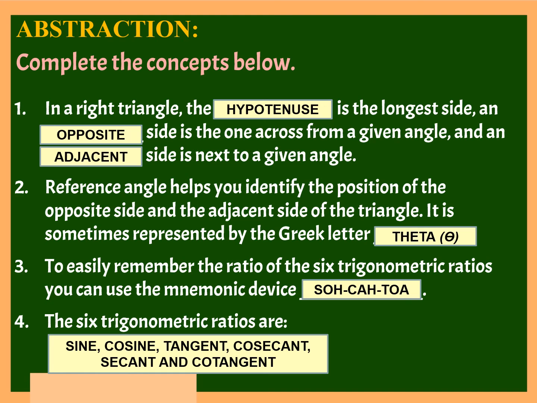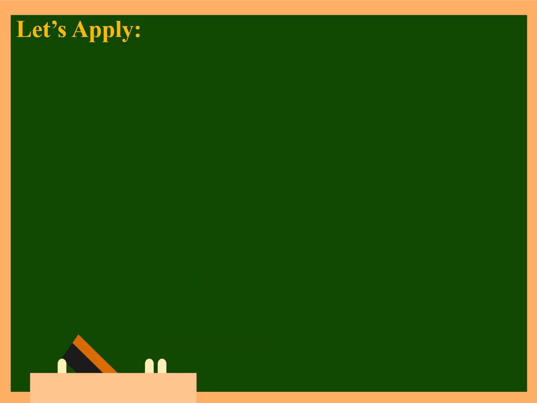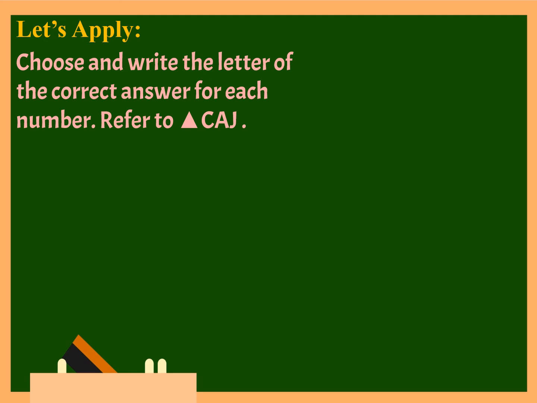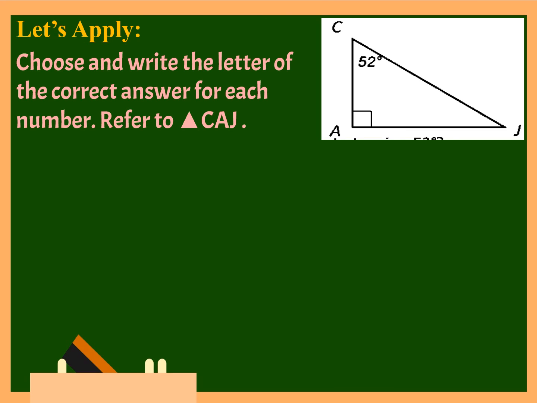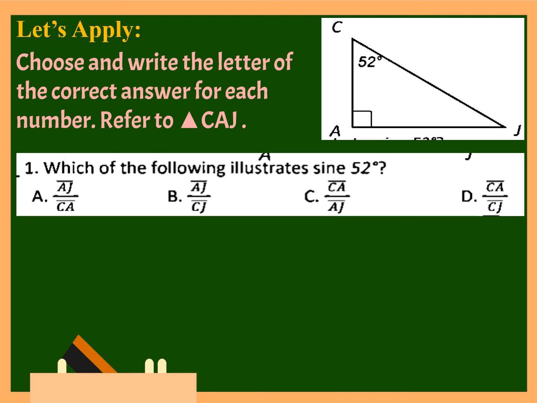So class, please remember the following concepts or statements. You are now ready for our next task. I want you to get your notebook and answer the following items. Choose and write the letter of the correct answer for each number. You're going to refer to triangle CAJ. Number 1. Which of the following illustrates sine 52 degrees?